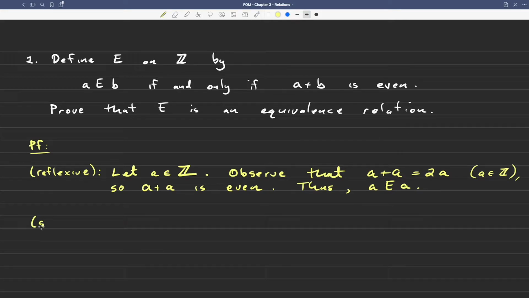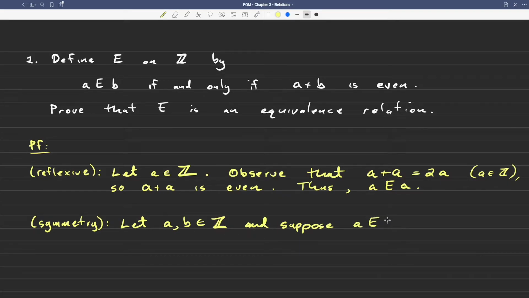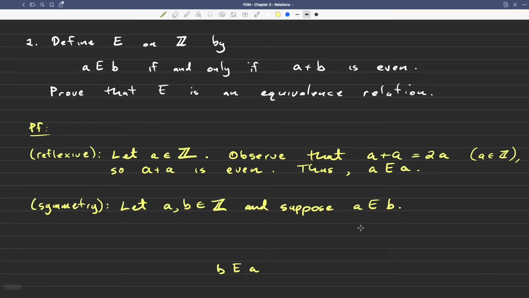Okay, how about the symmetry part? So we have to take two arbitrary elements this time, and we're trying to prove this conditional: if A is related to B, then B is related to A. So we assume the if part is true. So we suppose A is related to B. And our goal is to prove that B is related to A.